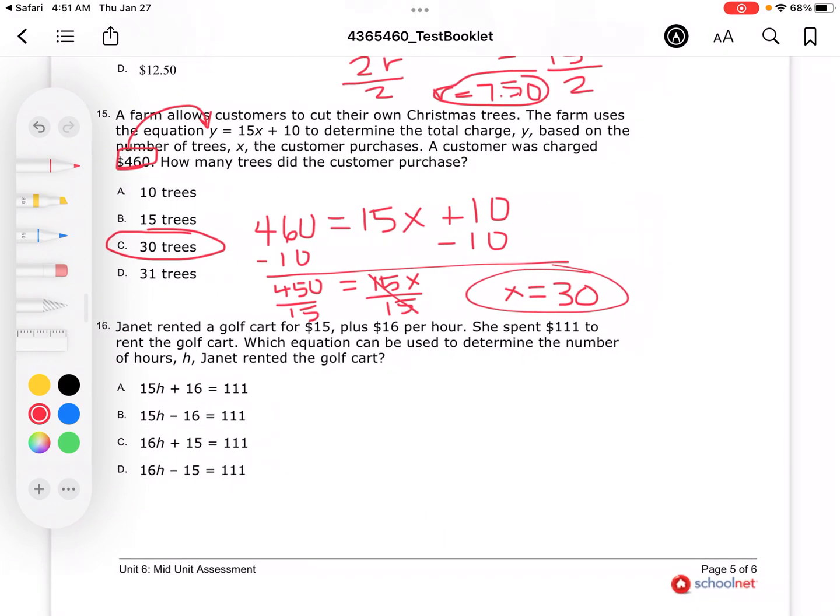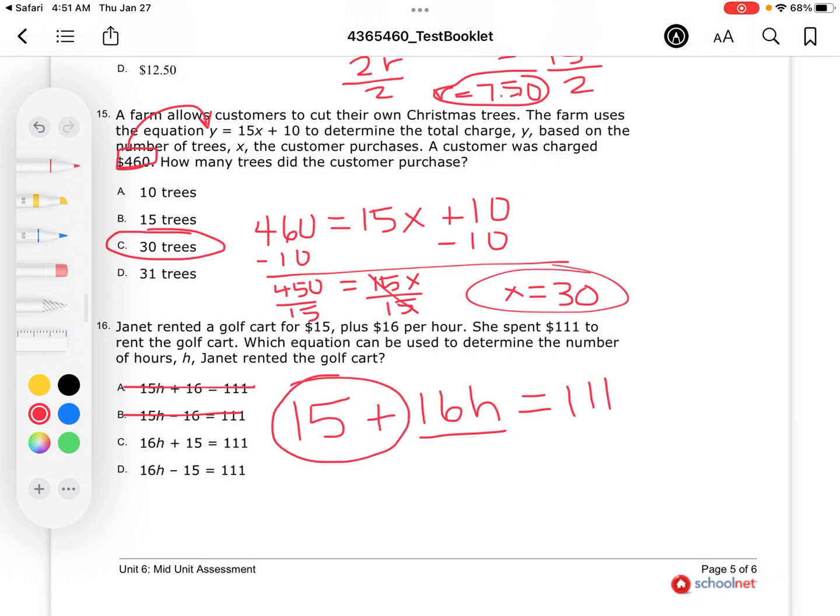Okay, Janet rented a golf cart for $15 plus $16 per hour. So $15 just for renting the cart plus $16 for every hour. She spent a total of $111 to rent the cart. Which equation can be used to determine the number of hours h Janet rented the golf cart? Well, I know it's got to have a 16h on it, so it can't be A or B. And I know it's got to be plus that 15 because it says plus right there, so it's got to be C.